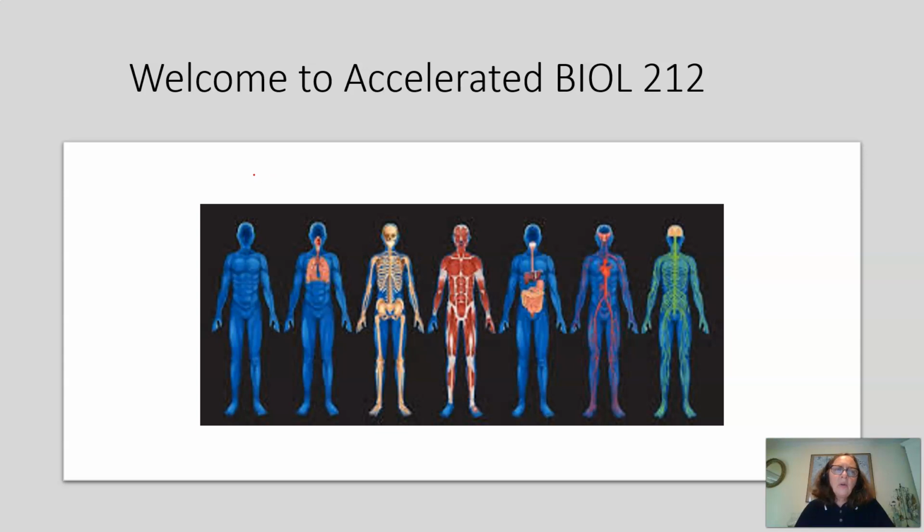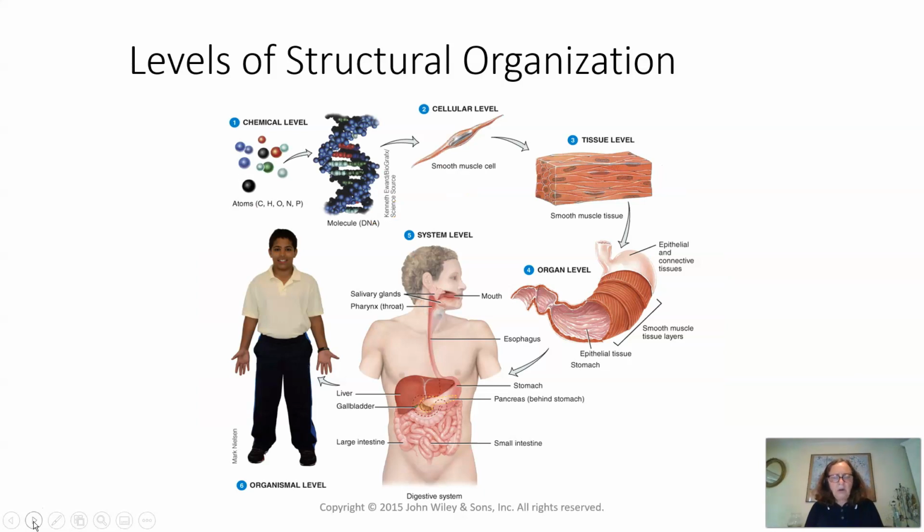So in 212 we cover 4 organ systems. We cover the integumentary system, which is the skin and associated structures. That's followed by the skeletal system, bones, the skeletal muscular system, and then the last organ system we cover in 212 is the nervous system. All the others are covered in 213.